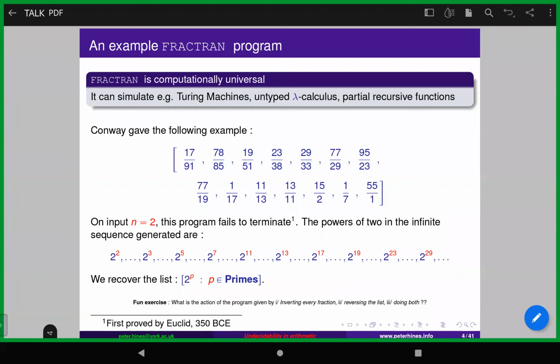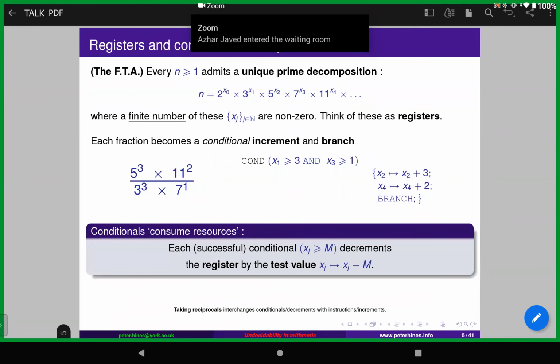When you're looking at this sort of thing, obviously certain natural patterns arise. So for example, you might ask, what do we get if we take our list of fractions and reverse it? Alternatively, if we take every fraction and look at its reciprocal, or maybe do both. So there are various natural transformations that we can apply to programs like this, and we might ask, how does it actually behave when we do so? In order to answer questions like that, we need to understand why this works as a programming language. Why does a list of fractions interpret as a computational system? And the answer is a very mathematical answer, which is the fundamental theorem of arithmetic.